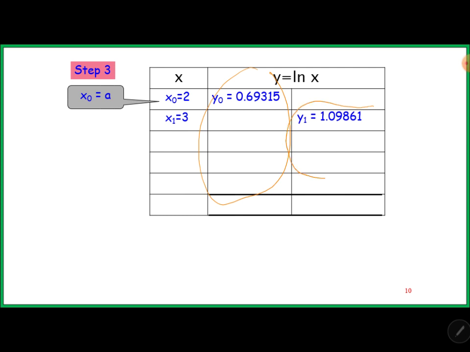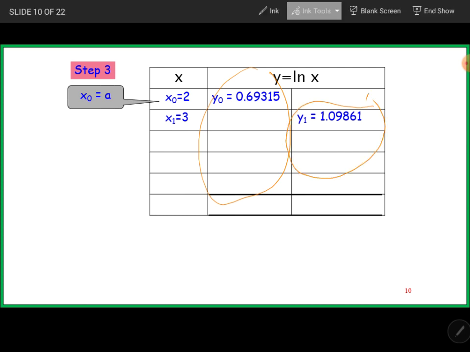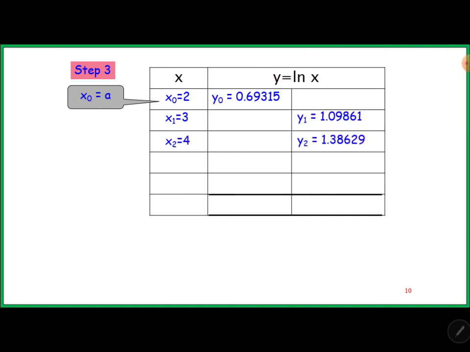This one should be in the middle. The value y in the middle. Okay. So the next one should be x2. So x2 is equal to 4, y2 equal to 1.3, and then x3 equal to 5, and then we have y3, and then x4 equal to 6. So we have y4 in the second column here.